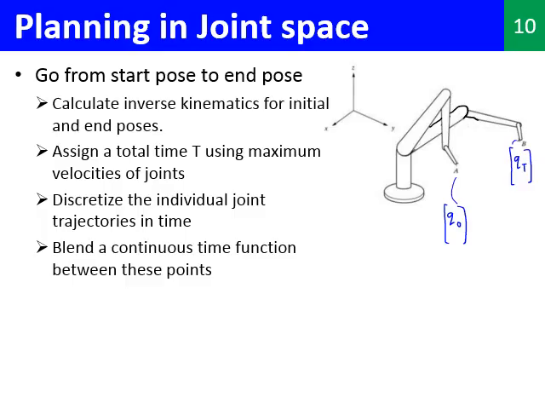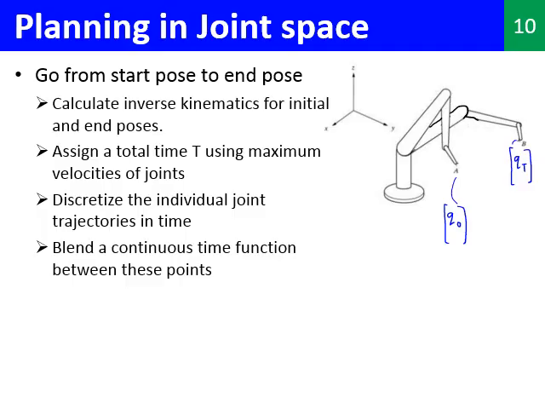First, we calculate the inverse kinematics for the initial and the end poses only. Next, we assign a total time t using maximum velocities of the joints. Next, we discretize the individual joint trajectories in time. And finally, we will blend a continuous time function between these points.